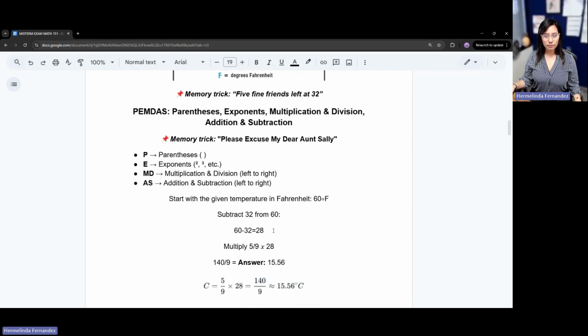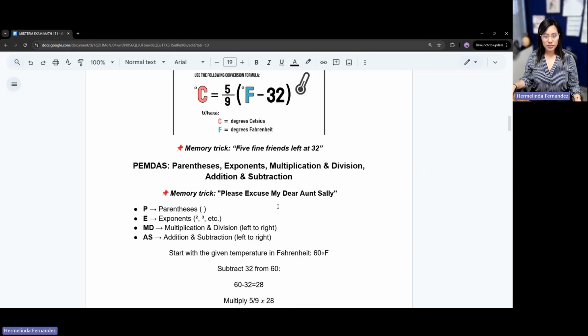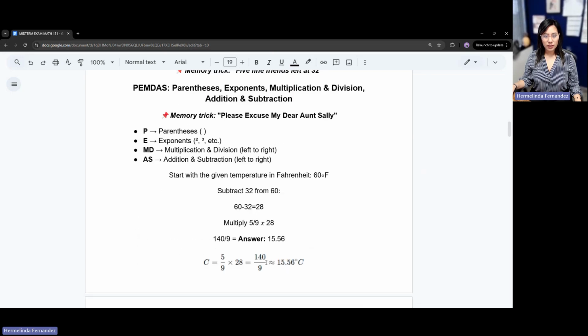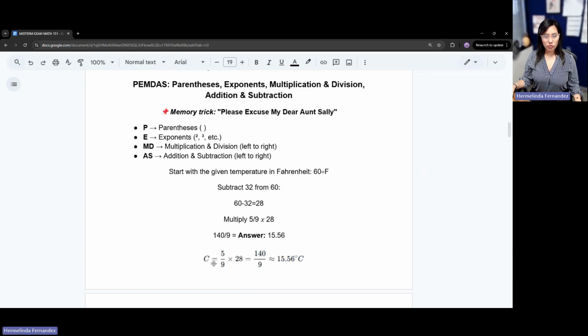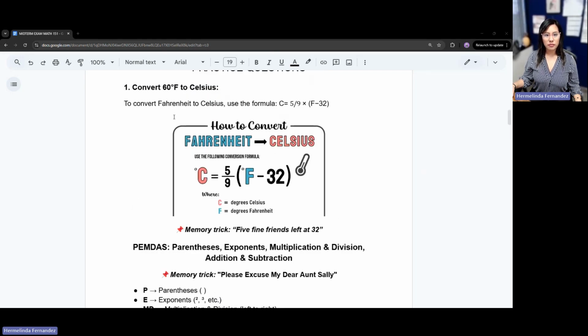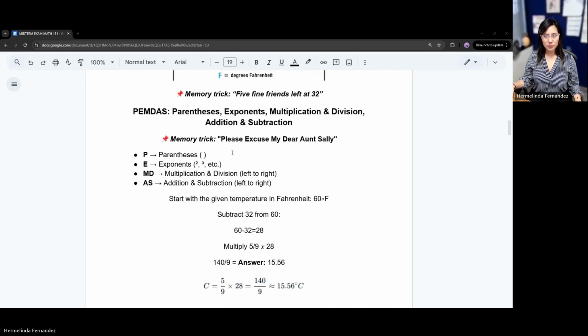We subtract 60 minus 32, and that's 28. Then we are going to multiply 5/9 by 28. So 5 times 28 is 140, and the 9 moves over, so 140 divided by 9 is 15.56. That is how you calculate Fahrenheit to Celsius.